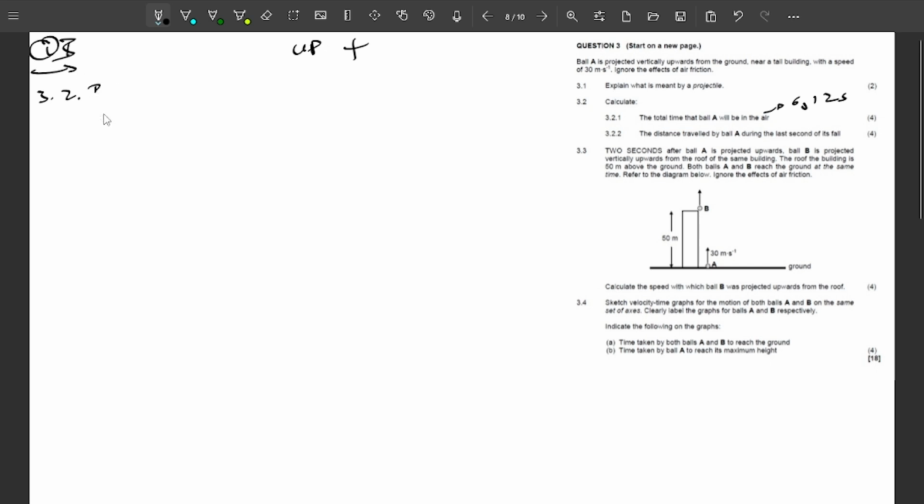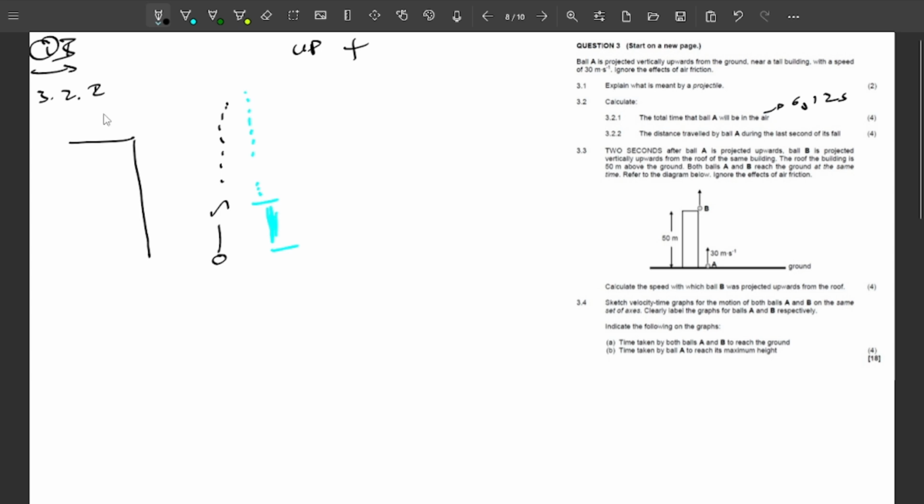Now 3.2 itself states: calculate the distance traveled by ball A during the last second of its fall. So if I was to draw this scenario, let me draw it. This ball is projected up. Now it's going up, and they want to know what the distance traveled was during the last second. Maybe let me use a different color for this side. Maybe they want the distance at this point that it traveled before it fell or touched the ground. Now, how are we going to solve it?